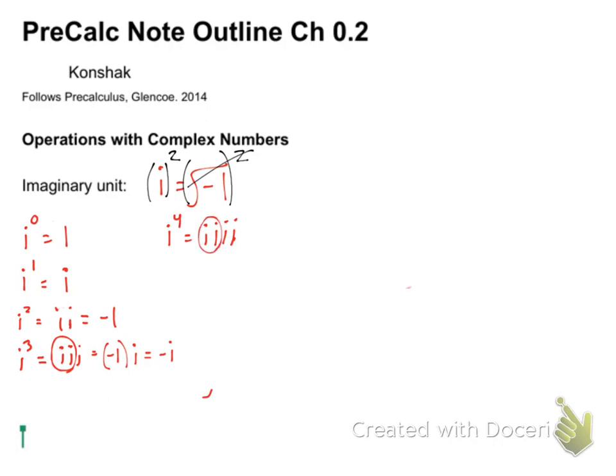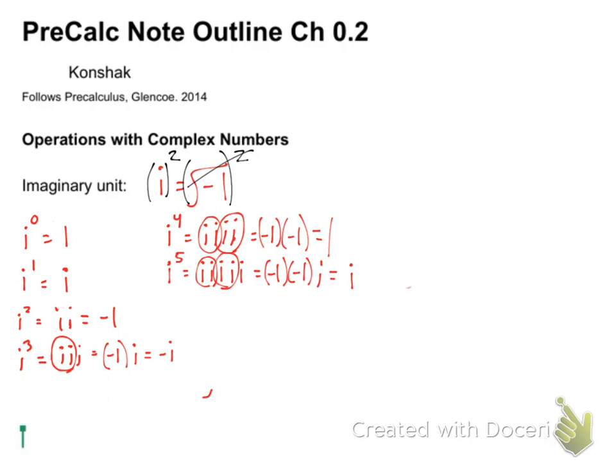Well, I got 2 sets of i's, which is -1 times -1, which is 1. Oh, i to the 5th, or 5 of them. 1, 2 pairs. So -1, -1, and i. All of a sudden now that becomes negative, makes a 1. So it's just i.